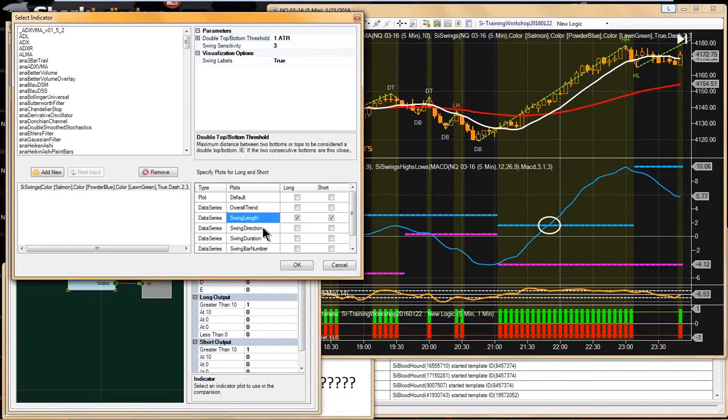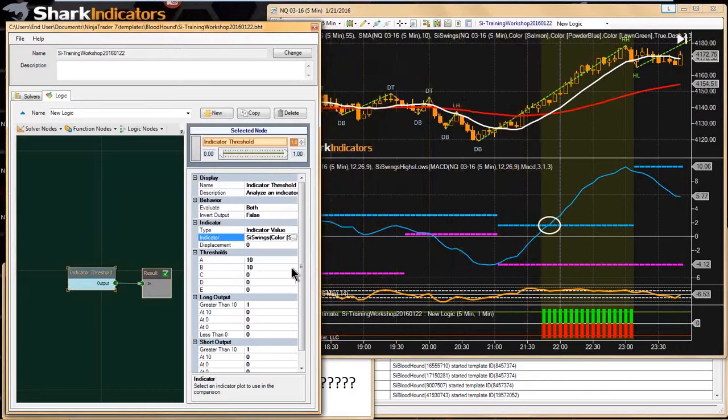Yeah, swing length. That's right, I think. Yeah, the swing length is actually, it should be labeled swing height. I think it's the swing duration. Tells you the number of bars in the swing. Let's use that one. Yeah, there we go. Okay. That's a little better.